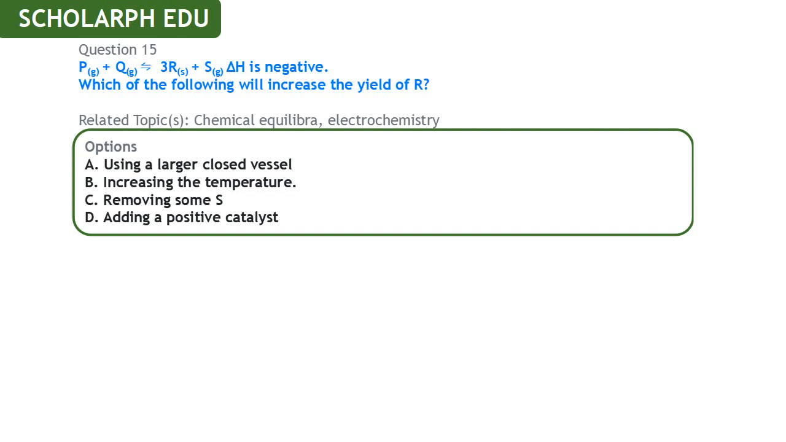Which of the following will increase the yield of R? So this reaction here is an exothermic reaction, in that our delta H here is negative. The enthalpy change is negative, and you have that in an exothermic reaction where heat is lost. Now the question is, which of the following is going to increase the yield of R?